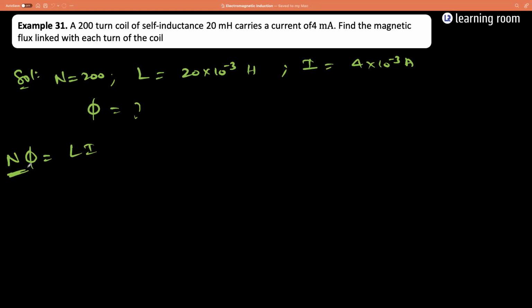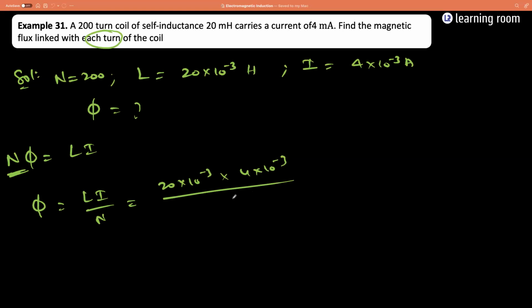But what did they ask? In the question, they are very clear. They didn't ask the flux linked with the total coil, but with each turn of the coil. So flux is equal to L into I divided by N. L is 20 into 10 power minus 3, I is 4 into 10 power minus 3, divided by N, which is 200. So it is going to be 10 times 2 divided by 5, which is 0.4 into 10 power minus 6 Weber per turn. Make sense?